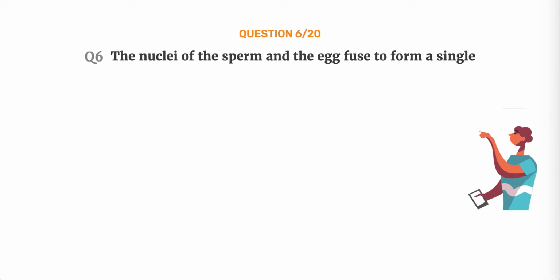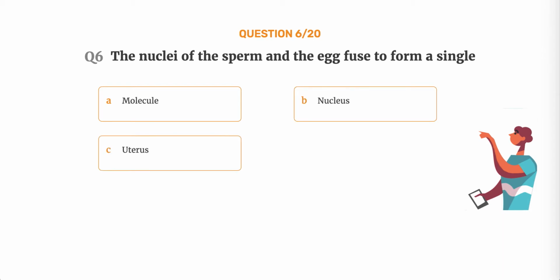Question number 6. The nuclei of the sperm and the egg fuse to form a single. Option A. Molecule. Option B. Nucleus. Option C. Uterus. Option D. None of the above.